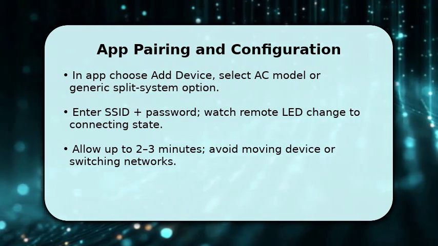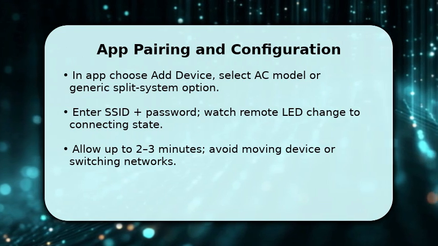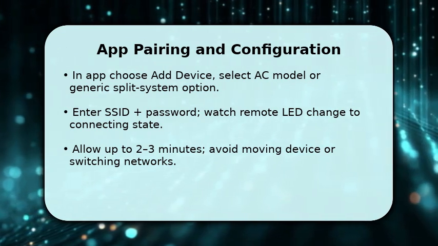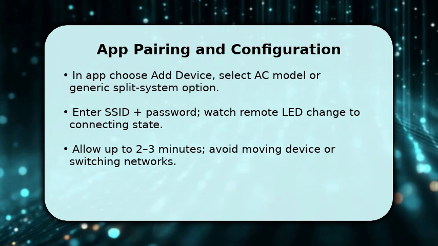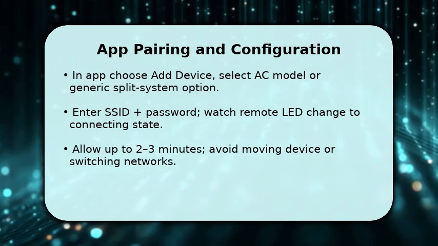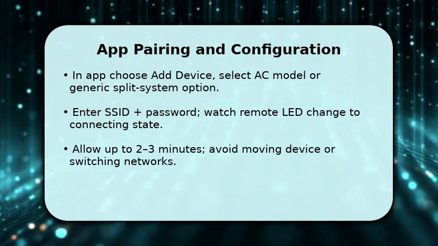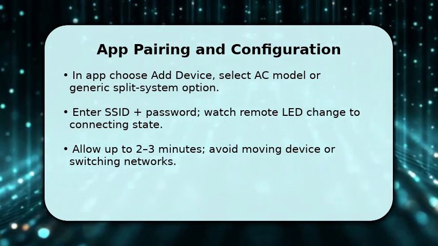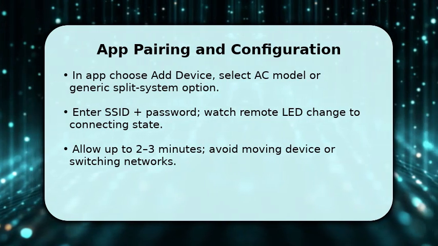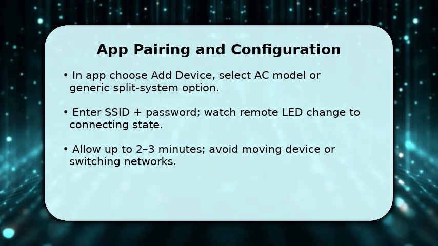Then enter your 2.4 GHz SSID and password exactly. The app sends those credentials to the remote, so watch the LED. Steady or slow blink means connecting. If it times out, try again. Small differences in SSID case or a wrong char in the password cause failures, so type carefully.